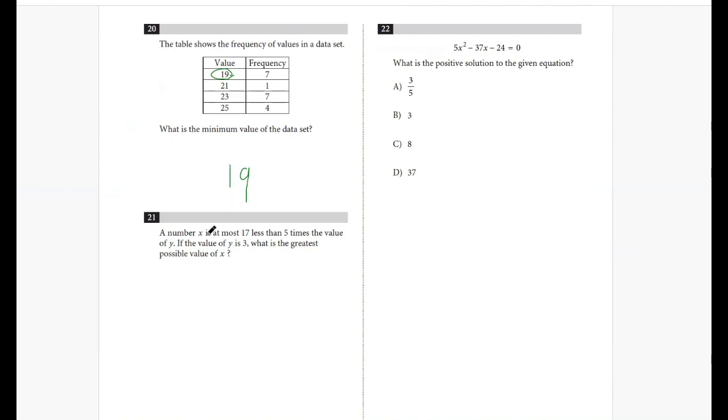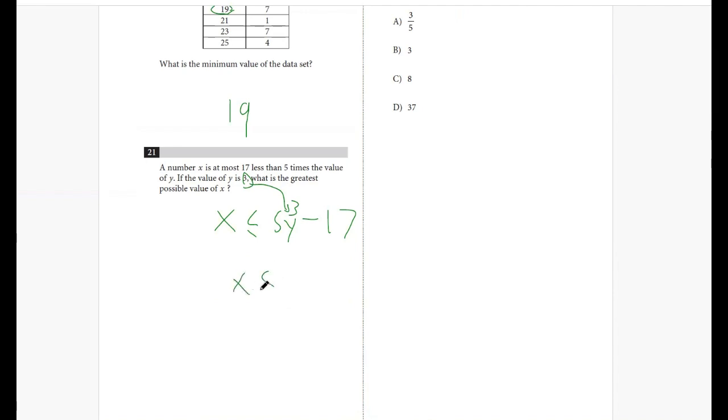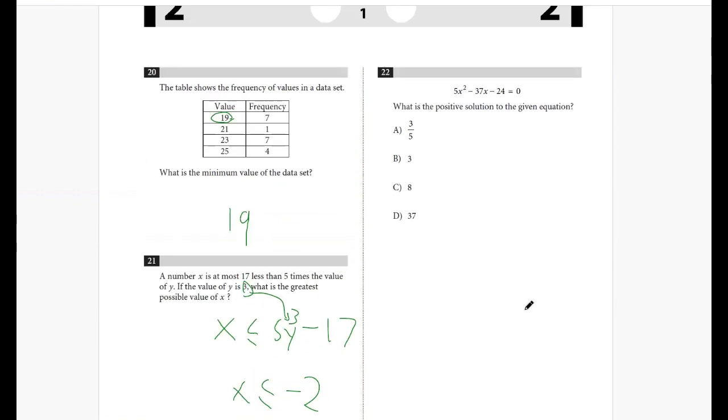A number x is at most 17 less than 5 times the value of y. If the value of y is 3, what is the greatest possible value of x? So I'm going to go ahead and write this relation. A number is at most 17 less than 5 times the value of y. If I put the 3 here, it becomes 5 times 3, which is 15. 15 minus 17 is minus 2. So we're looking for minus 2 because that's the greatest possible value of x.